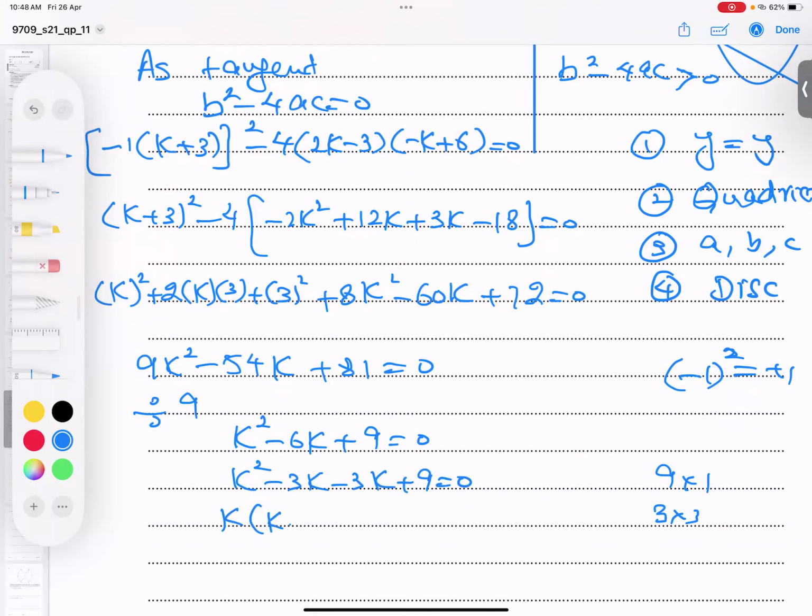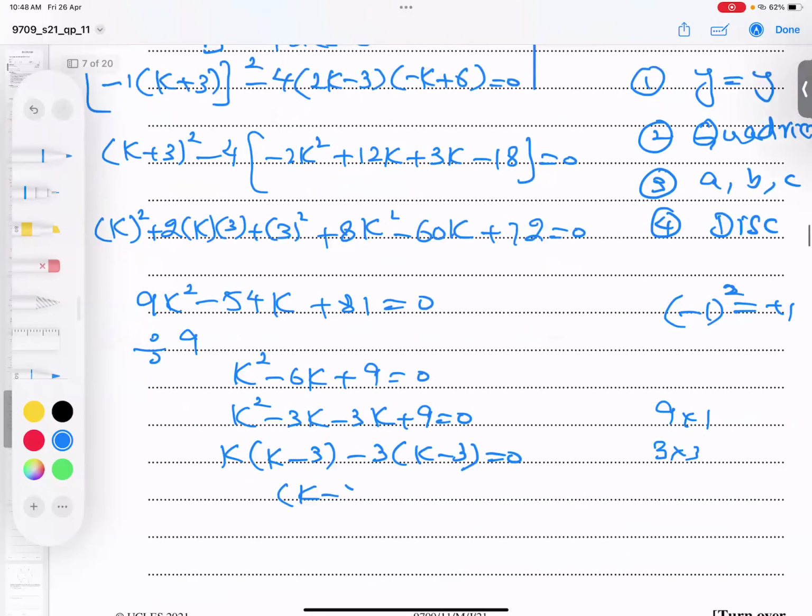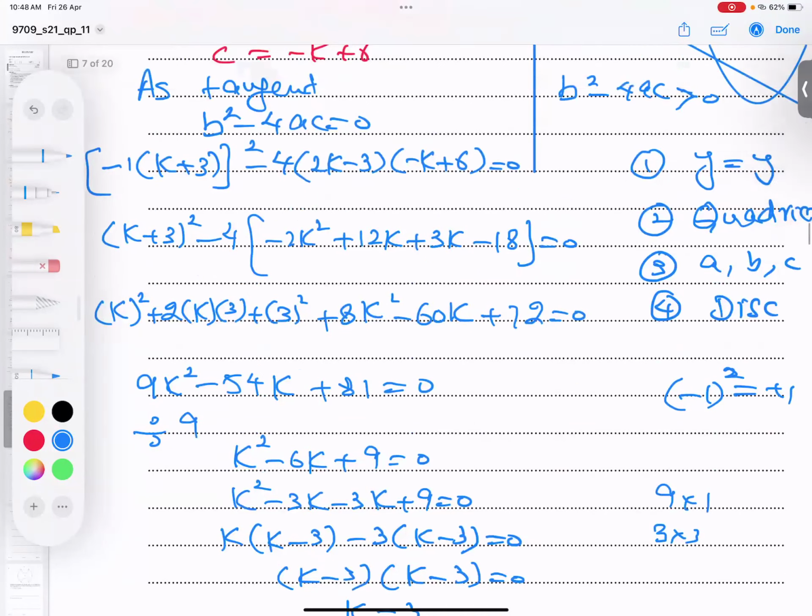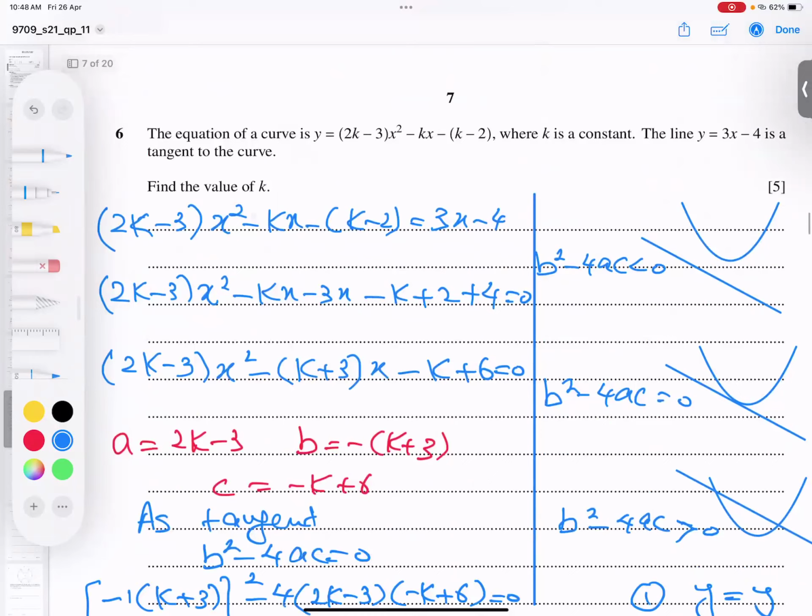Okay, so taking k common out, I get this. Taking -3 common out, I get this. So I get k minus 3 equals 0. I got 3, one answer. And the question was asking: find the value of k.